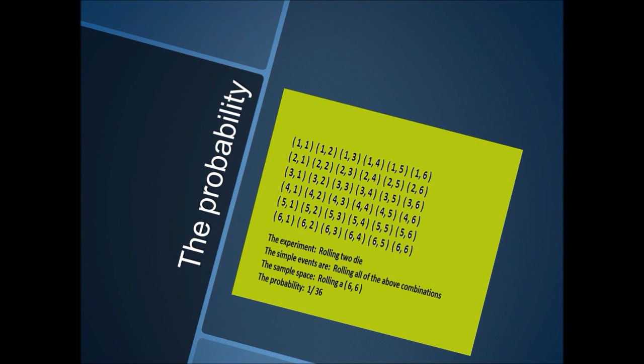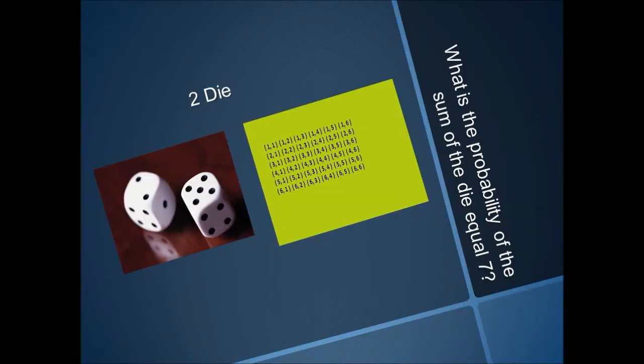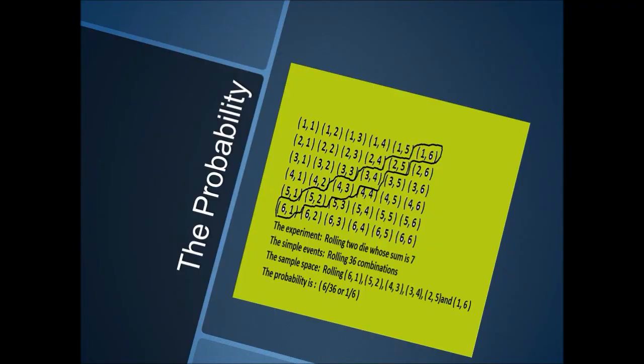What is the probability of the sum of the 2 die equaling 7? Again, there are only 36 ways to roll 2 die. We want their sum to be 7. There are only 6 ways this can happen, so the probability of this happening is 6 out of 36, or 1/6.